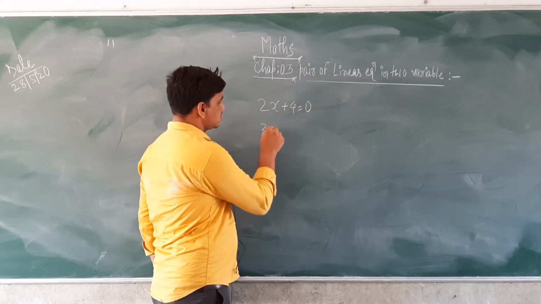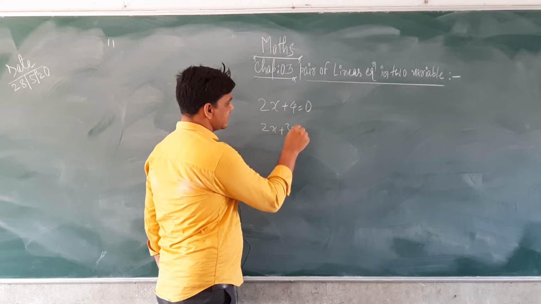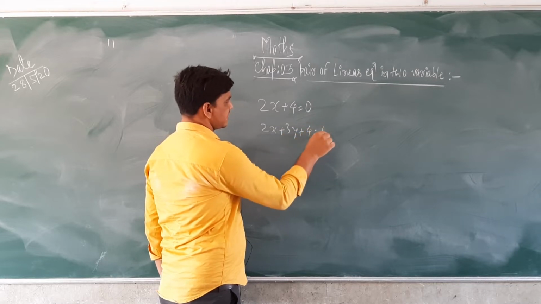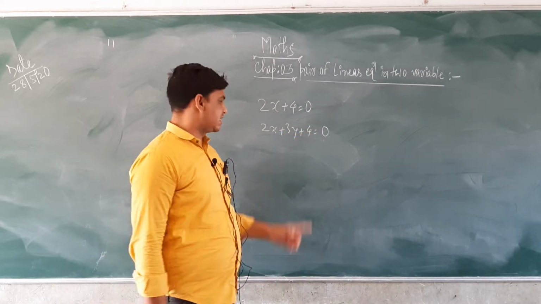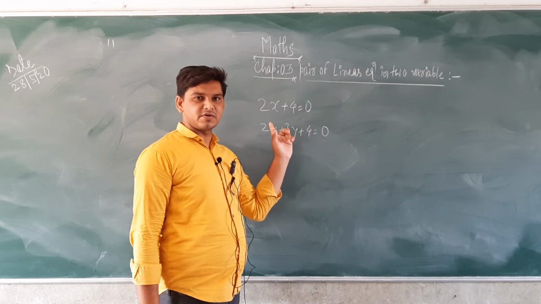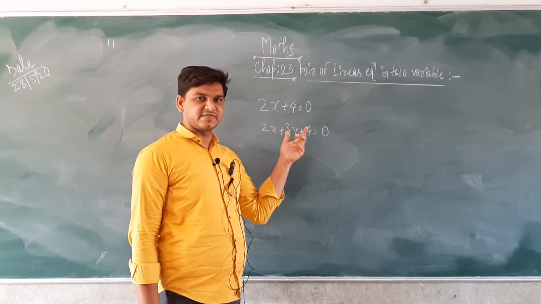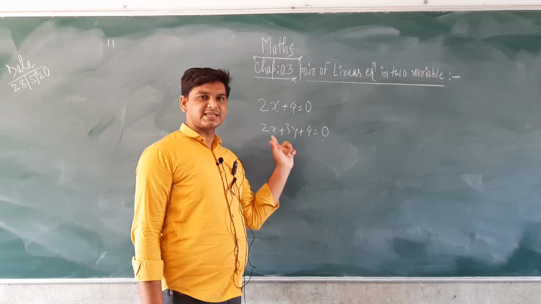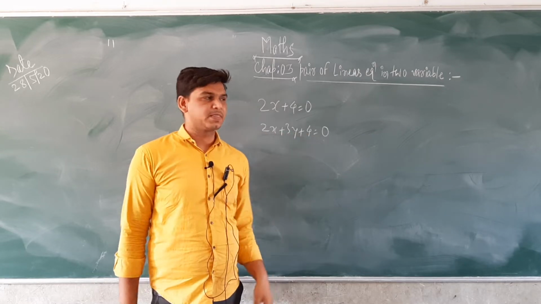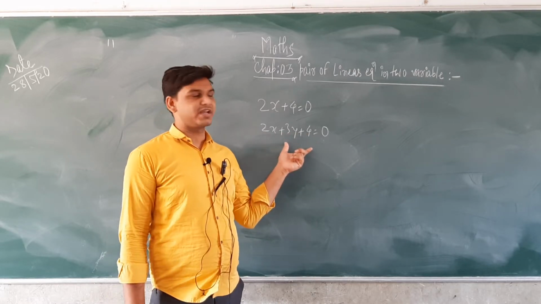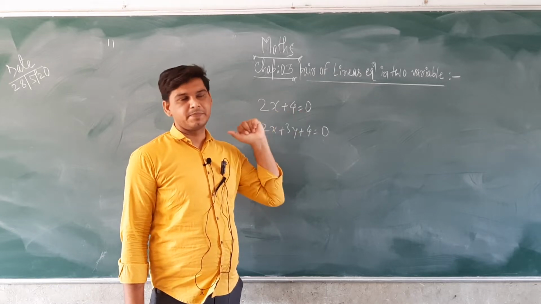Similarly, 2x plus 3y plus 4 is equal to 0 is also a linear equation because the maximum power of this polynomial is 1. There are two variables, one is x and one is y, so it is a linear equation in two variables.